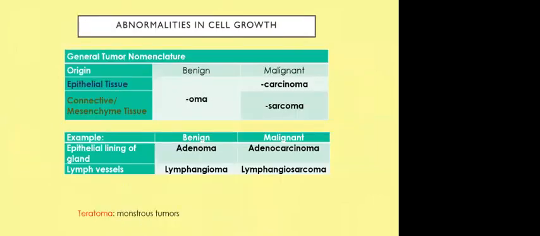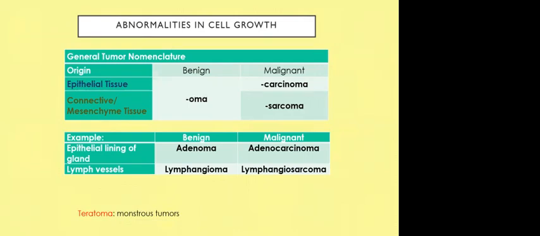Okay, in medical terms, how can we identify that this term refers to a benign type of tumor and this term is a malignant type of tumor? If the origin of the tumor is the epithelial tissue or the connective or mesenchymal tissue, if it is benign, the last letters of the word are OMA. For the malignant, if epithelial tissue, there is carcinoma, and for connective tissue, sarcoma.